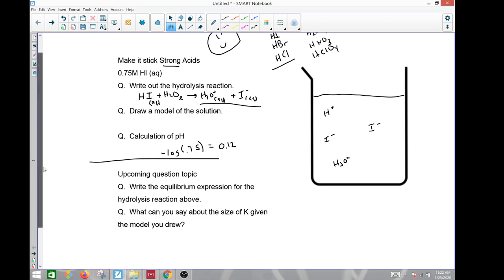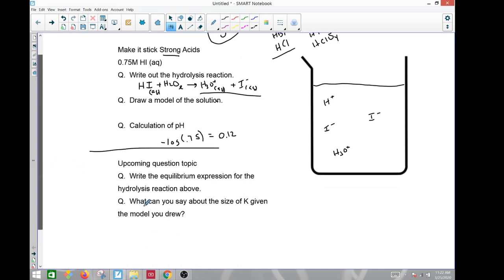All right, upcoming, so that's the main concept here, but the next half of this chapter is going to start relying a little bit on a few things from the past chapter of equilibrium. So let's just talk about this a little bit, see if you could give it a try. Hopefully you tried it and see what you can do. Write an equilibrium expression for the hydrolysis reaction above. Okay, so that's pretty straightforward.